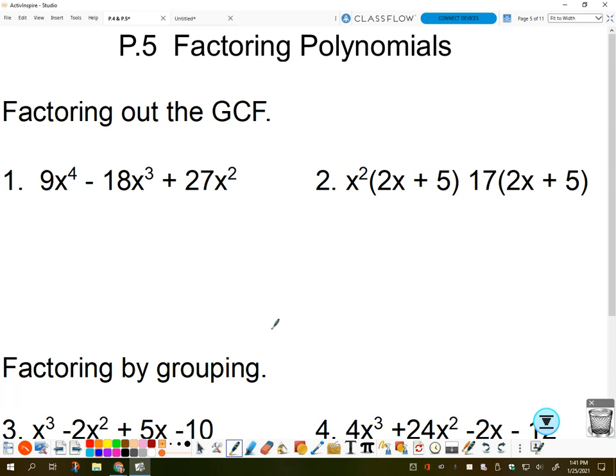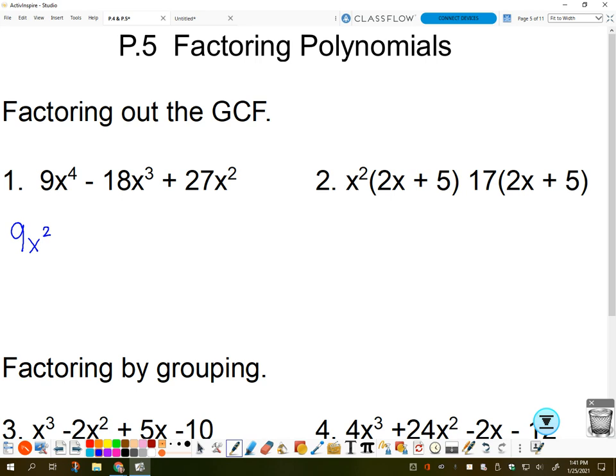You have factoring out a GCF. So if you have a problem like number 1, you're wanting to know what do all 3 of these have in common. That's the GCF, the greatest common factor. So 9, 18, and 27 are all divisible by 9. Everybody has an x, and the smallest amount of x's would be 2. So the GCF is 9x squared, because all 3 of those terms can be divided by 9x squared.